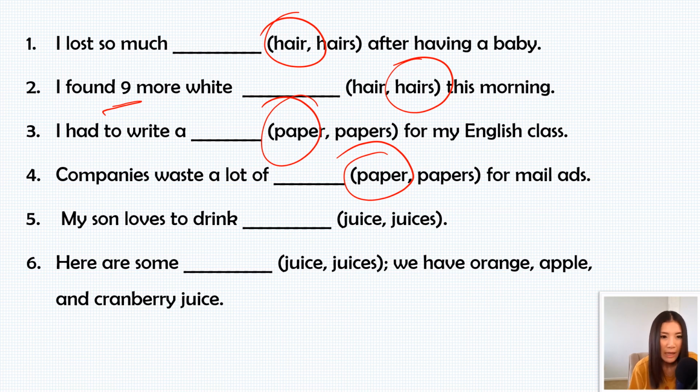Number 5, my son loves to drink juice, right? Most liquids, I think all liquids, are non-count. Number 6, here are some juices. We have orange, apple, and cranberry juice. In number 6, we say juices because I'm telling you that we have different types of juices. So in this case, it can be used as a count noun.